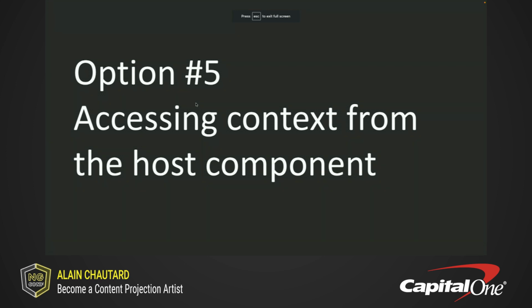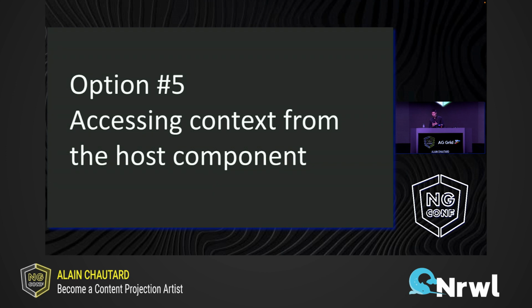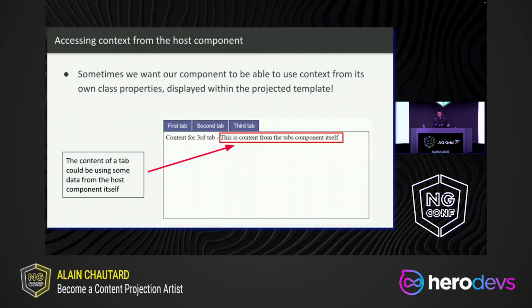So the last thing I want to talk about is accessing context from the host component. That's something that we don't use very often, but component libraries like Angular Material use it quite a bit, especially with the table components. You have to pass that context and use it within the templates. So how does it work? The feature that we want to achieve is to pass a template from the parent to the child, but we want the child to decide what to render in that template, to have an expression that is going to display data that comes from the host component itself.